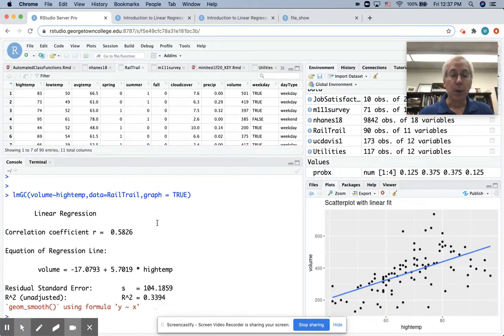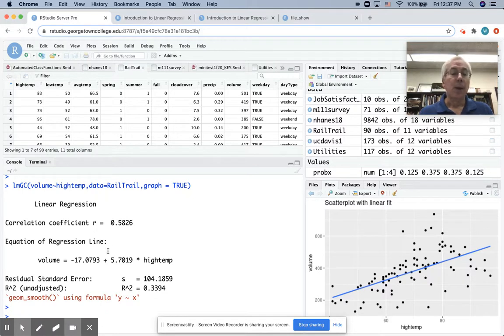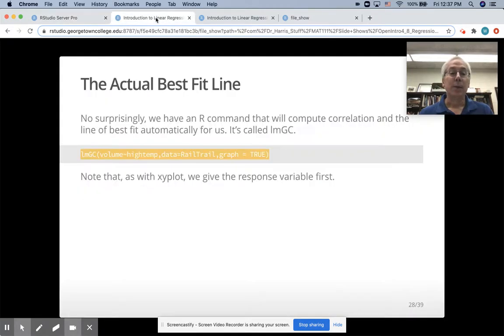And so we get some information about the correlation. We get the regression equation, some other information that we're going to talk about before too long. And then we get a plot with the actual regression line present in the scatter plot. So let's go ahead and take a tour of this output.